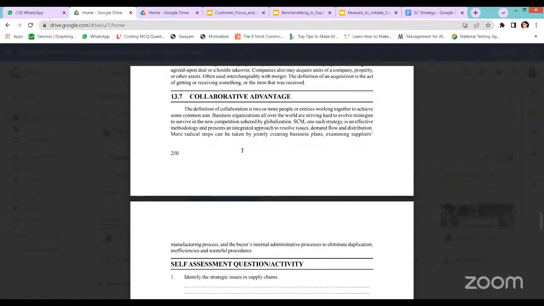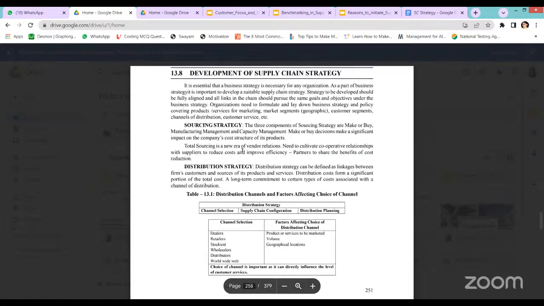The next one is development of supply chain strategy. How do they develop the sourcing strategy and distribution strategy? The three components of sourcing strategies are make or buy, manufacturing management, and capacity management. These are the three strategies under sourcing. Generally, most companies go with make or buy decisions in order to have an effective cost structure.